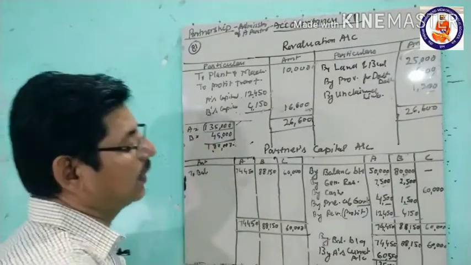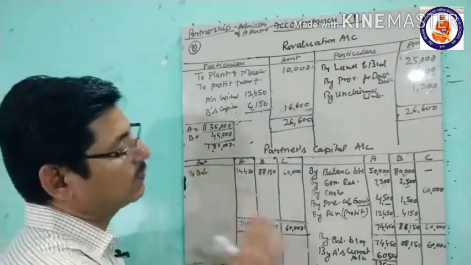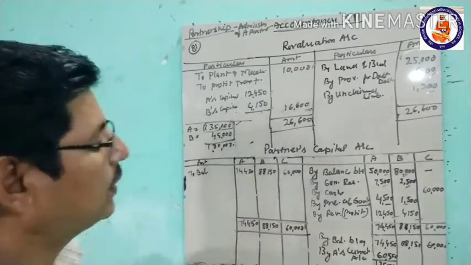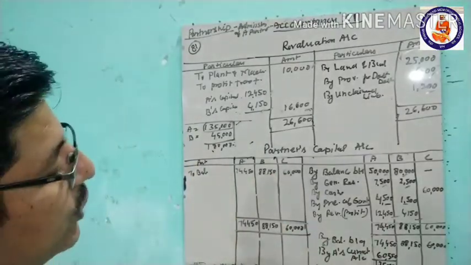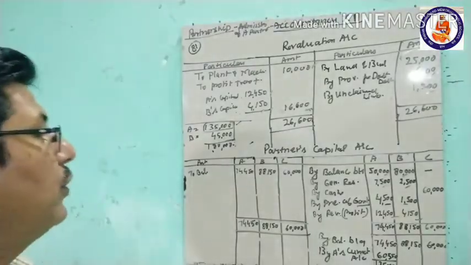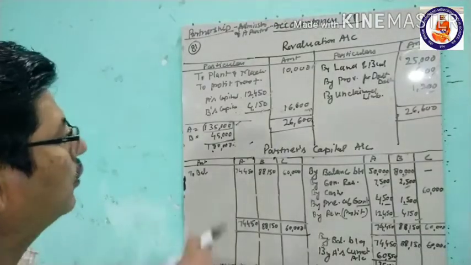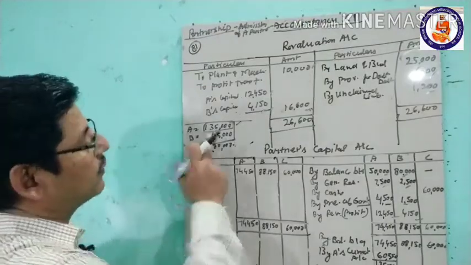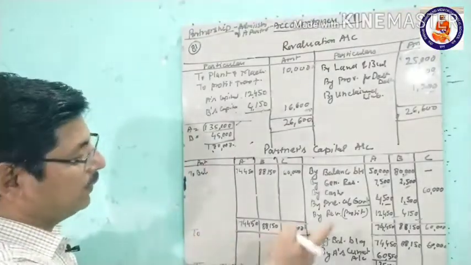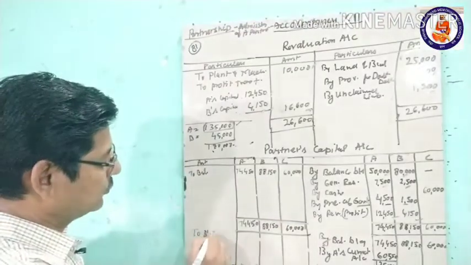Then comes the provision for doubtful debts, which is to be created at 5%. Out of the creditors, a sum of 10,000 means he was a creditor of the business. The business had to pay him 10,000. So creditors account debit to D's capital account. What would be the journal entry for that?